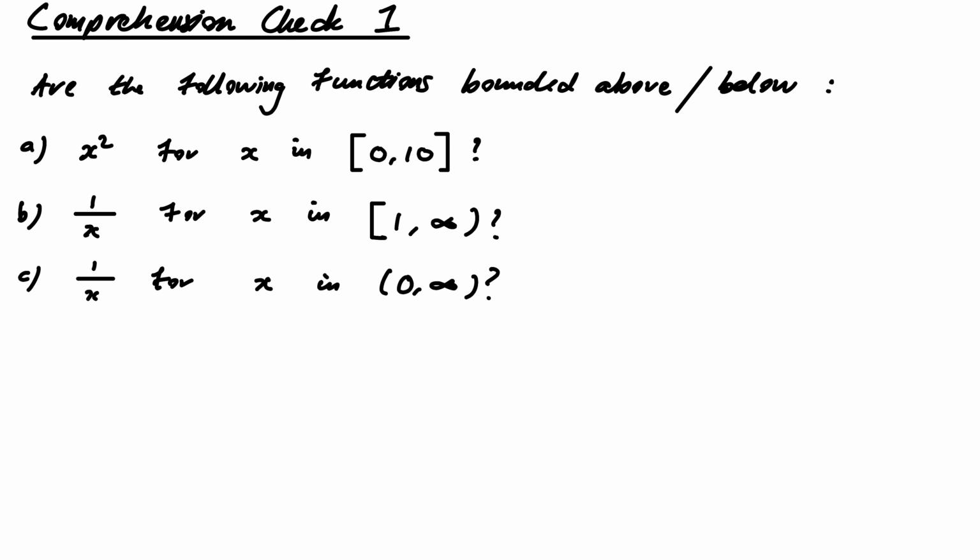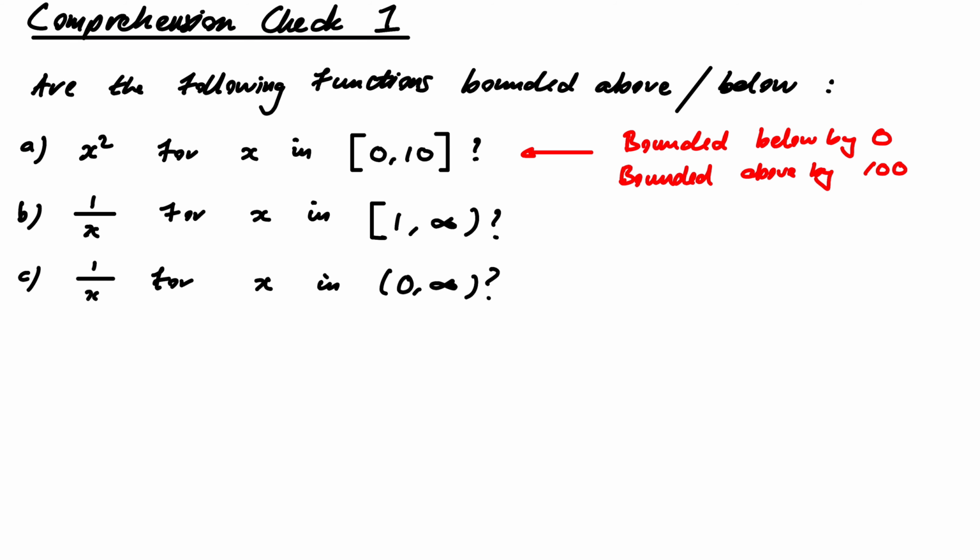But I'm not doing that. I'm only allowing x to be between 0 and 10. So this is bounded below by 0, of course. When I say bounded below, I mean greater than or equal to. It includes the possibility that the bound is included. And it's bounded above by 100, because the biggest it could get is 10 squared, which is 100.